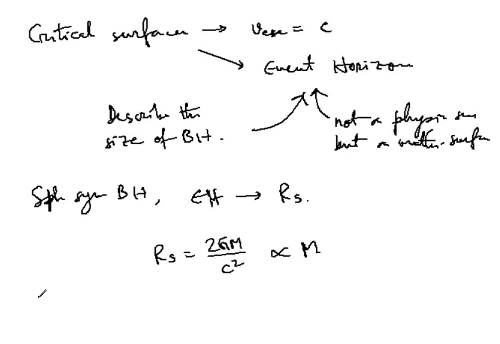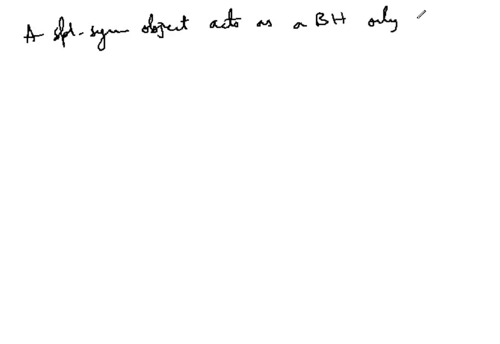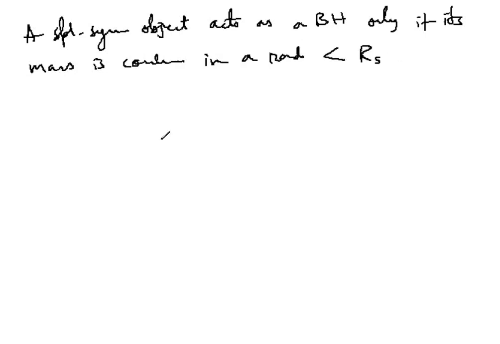Let me write it down. So, a spherically symmetric object acts as a black hole only if its mass is concentrated in a radius which is less than the Schwarzschild radius.